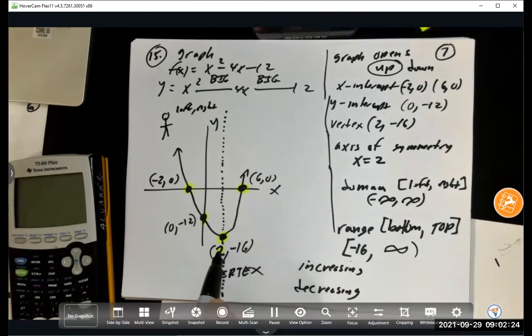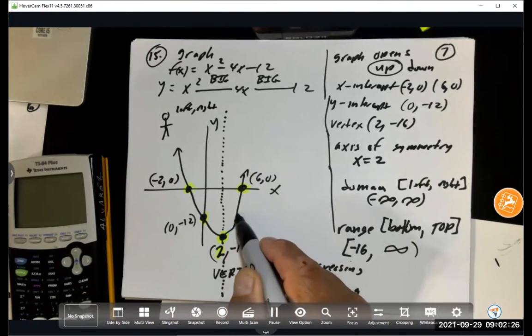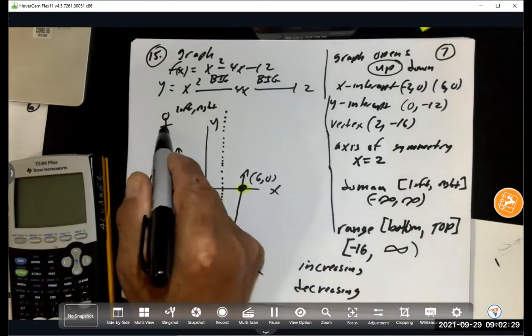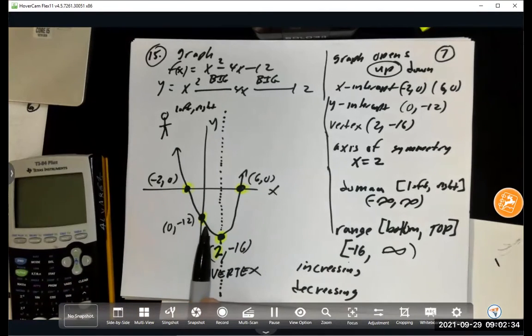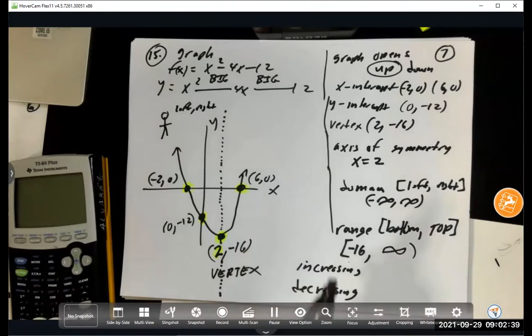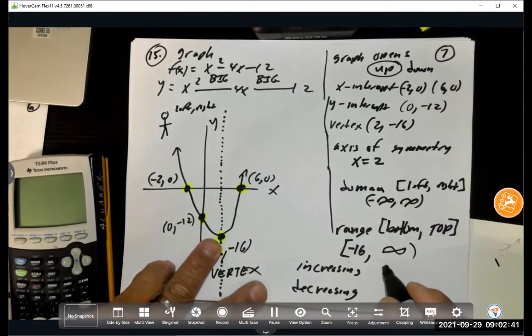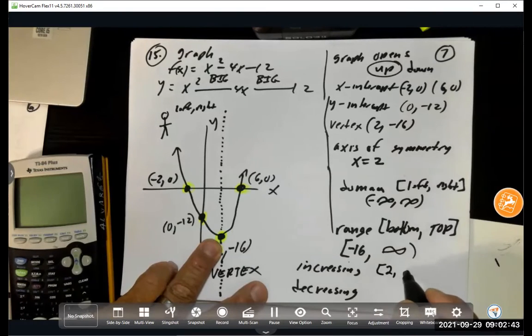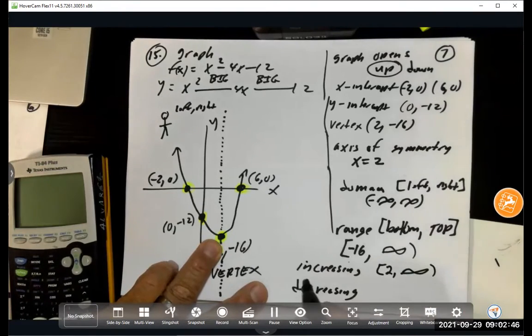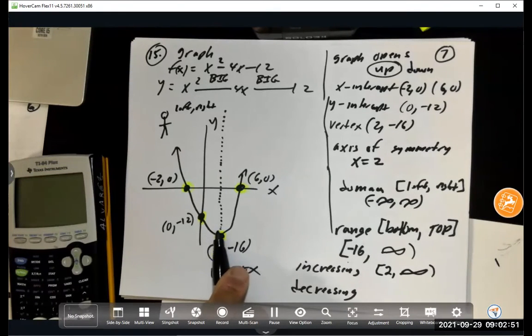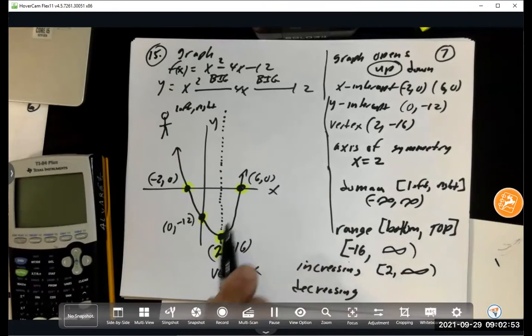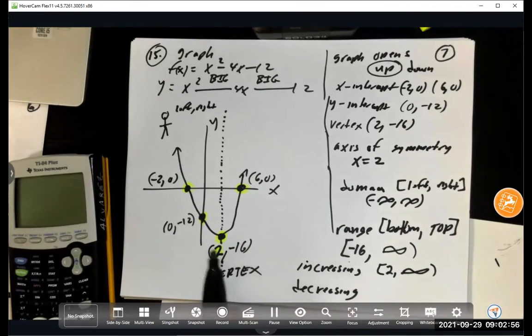And then after you pass the 2, from 2 this way, what's it doing? So you're decreasing from -infinity to 2, you're going downstairs. And then from 2 to infinity the other way, you're going upstairs. Does that make sense? So from 2 to infinity, it's going up. If I start at 2 right here, this way, is it going up, up, up? Whatever numbers are here, it's going up. To the left, it's going down.